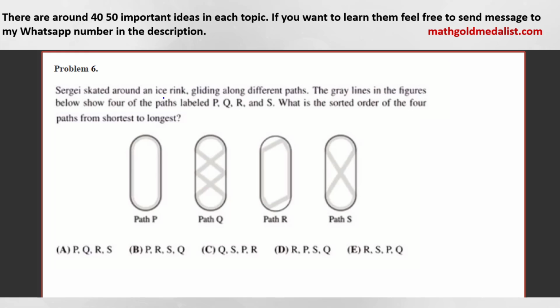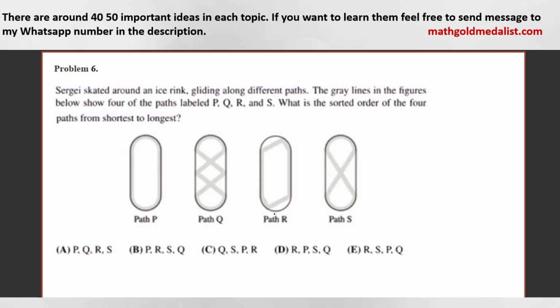Sergey skated around an ice rink gliding along different paths. The gray lines here, these gray lines. I'll put this one here. The gray lines in the figures below show 4 of the paths labeled P, Q, R, S. What is the sorted order of the 4 paths from shortest to longest?